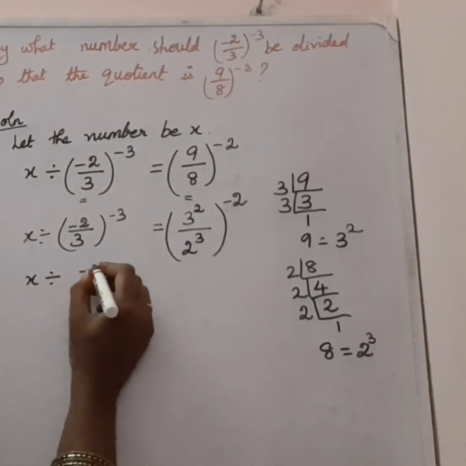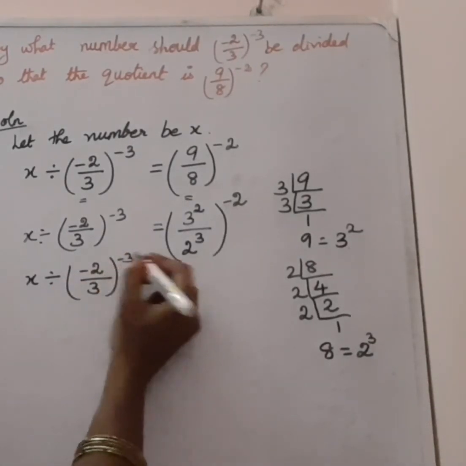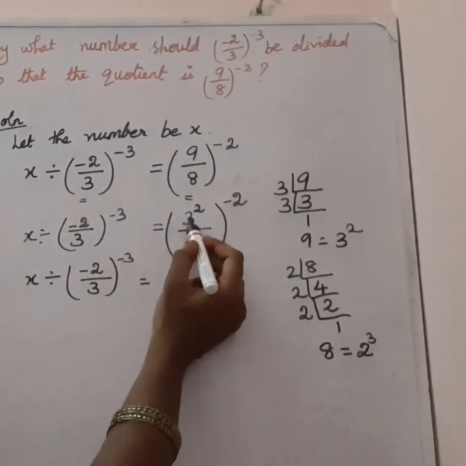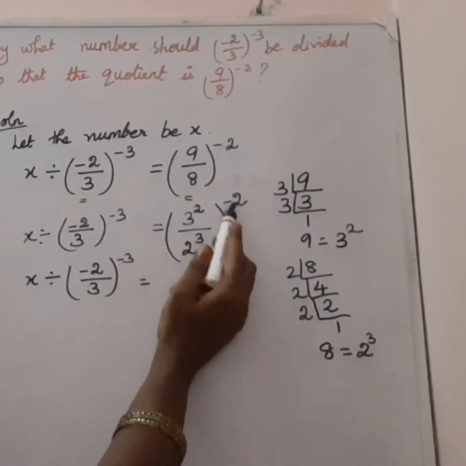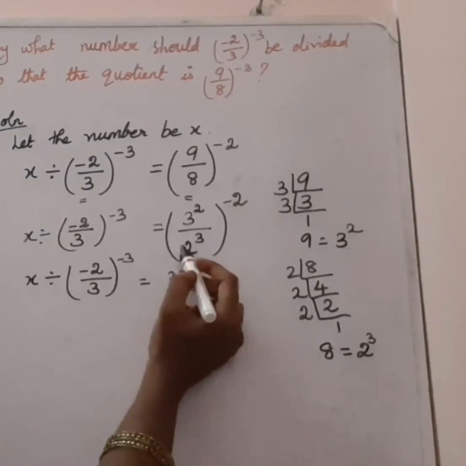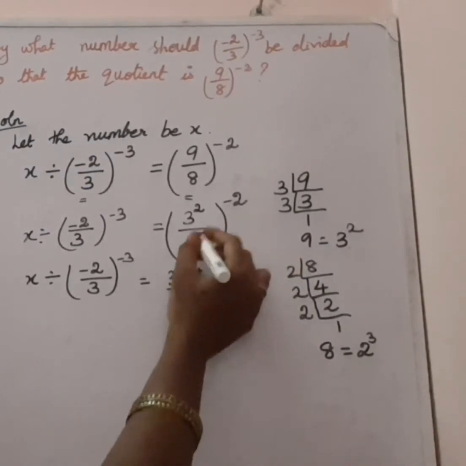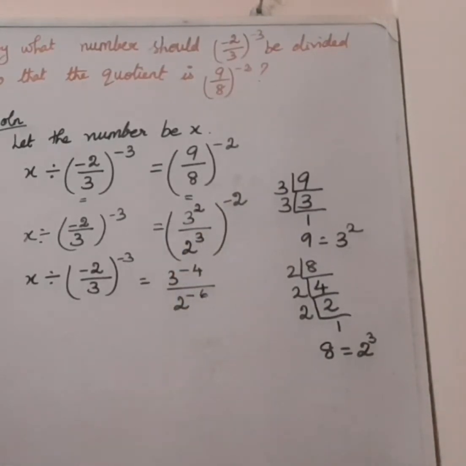So (x divided by minus 2 by 3) the whole power minus 3 is equal to 3 power 2 into minus 2, which is 3 power minus 4, divided by 2 power 3 into minus 2, sorry, plus into minus gives minus, so minus 3 2s are 6.